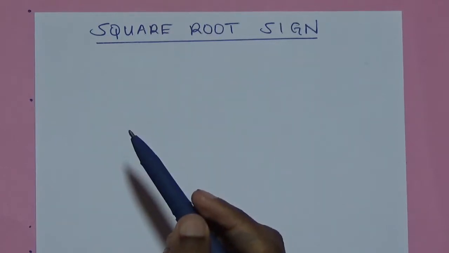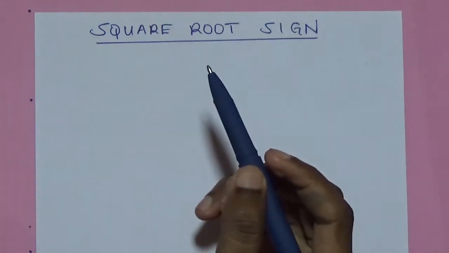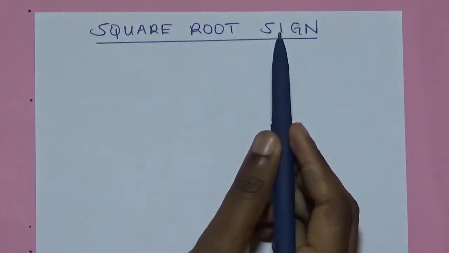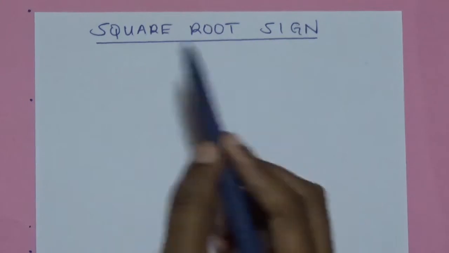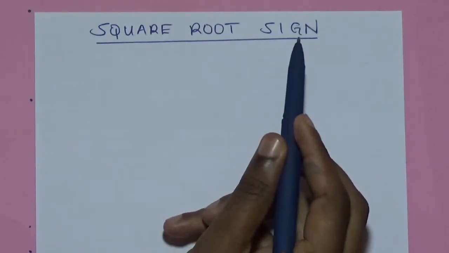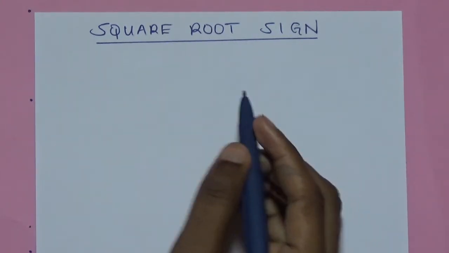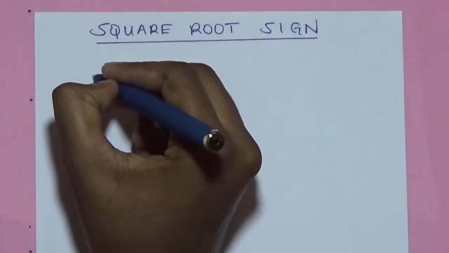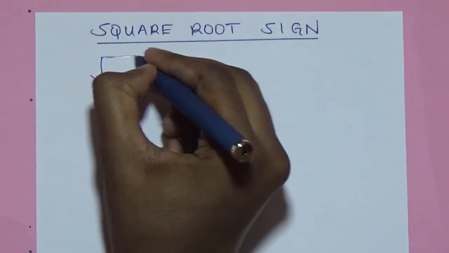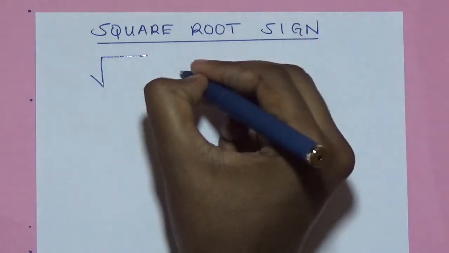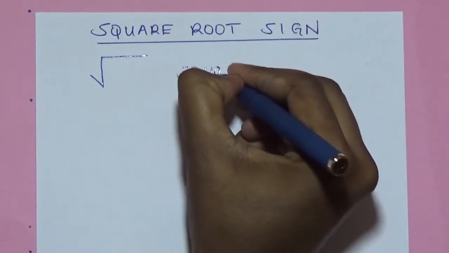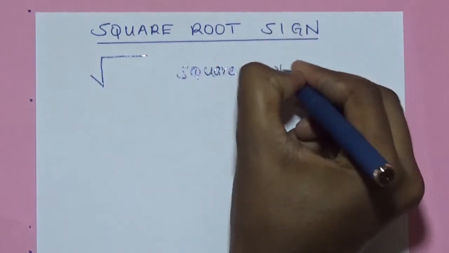The second point which I want us to look at is the square root sign. First, we have learned about what square root means. Now, we have a square root sign which I want us to look at. This is the square root sign, which is used. So, this is a square root sign.